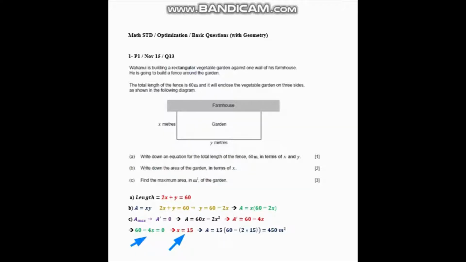So I still need to substitute the value of x that I've obtained into the equation for the area. So 15 times 60 minus 2 times 15. This blue expression right there is simply the same as the green expression, but with 15 instead of x. I've substituted x by 15. Evaluating these numbers using a GDC or whatever, I shall obtain that the maximum area is 450 meters squared. So take a minute to write this down if you will, and I shall begin question 2 shortly.